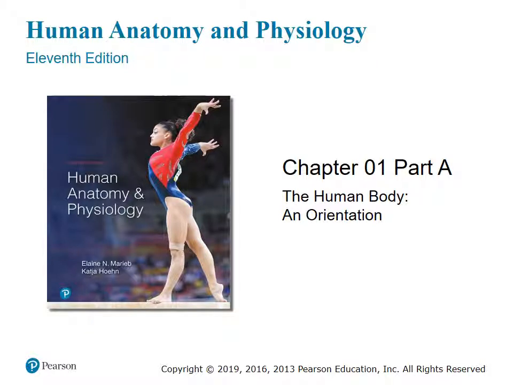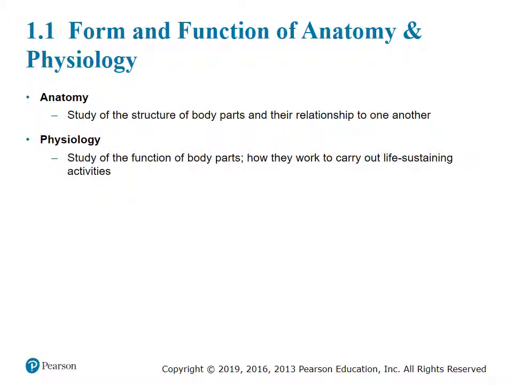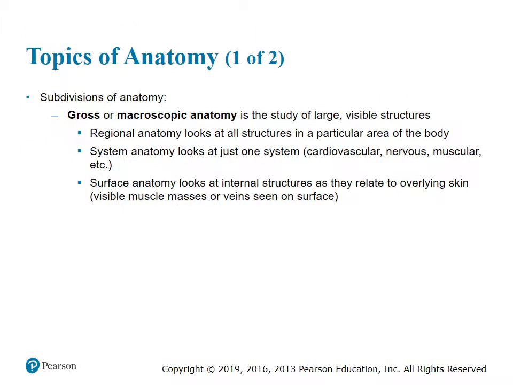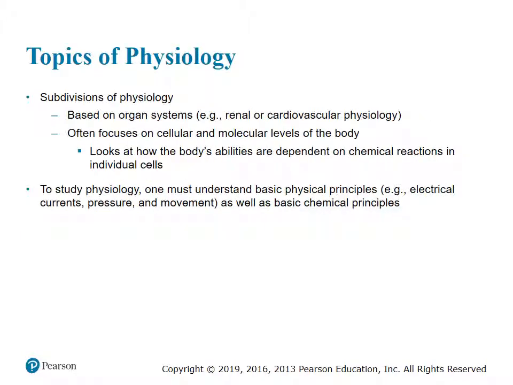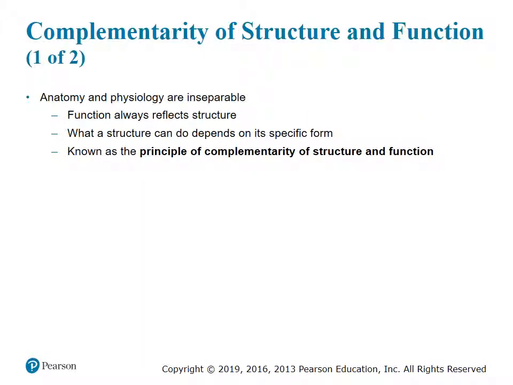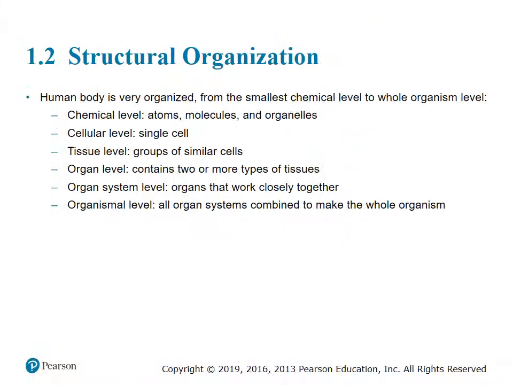Okay, so I believe last time we started talking about Chapter 1, Part A. I know we discussed the definition of anatomy and physiology, all right? We studied subdivisions of anatomy and physiology, and then we talked about this principle about anatomy and physiology. Took a look at an example of that, and then we started talking about the levels of organization or structural organization of the body, right?